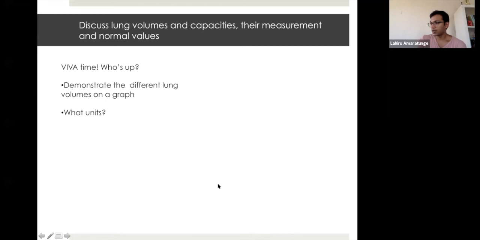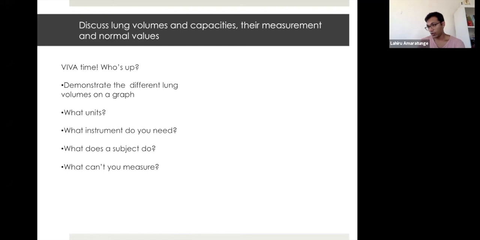What units will you have on the y-axis? What instrument do you need? And literally, what does the subject do if they're in the respiratory lab? What volumes can you not measure when you do this method? And then how do you measure these?